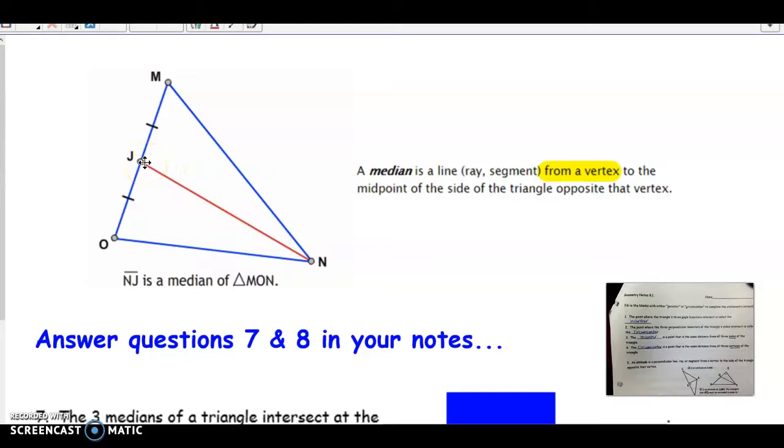Now, it's not a perpendicular bisector. It's not creating a right angle relationship here. It's only going to the midpoint, so it's bisecting that side. But it doesn't create the perpendicular relationship.